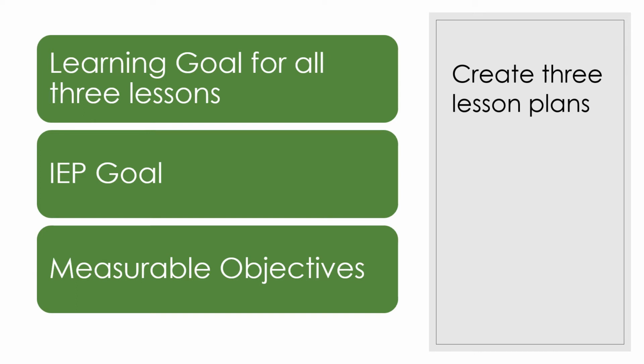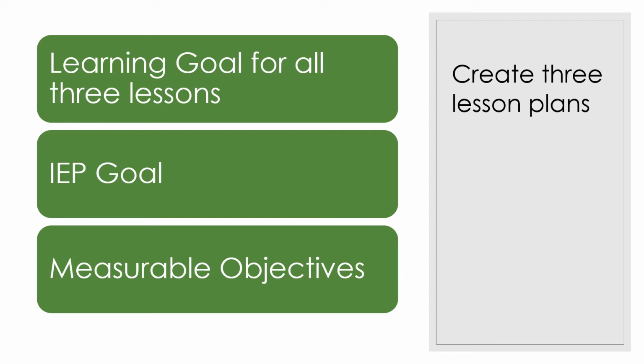Then you're going to create 3 lesson plans. The learning goal for all 3 lesson plans needs to be the same because the lessons are going to build on each other in a learning sequence. You'll need to use the IEP goal to also decide, in other words, you need to connect your learning goal to something in the student's IEP. It can be academic or non-academic, depending on what your students are working on.